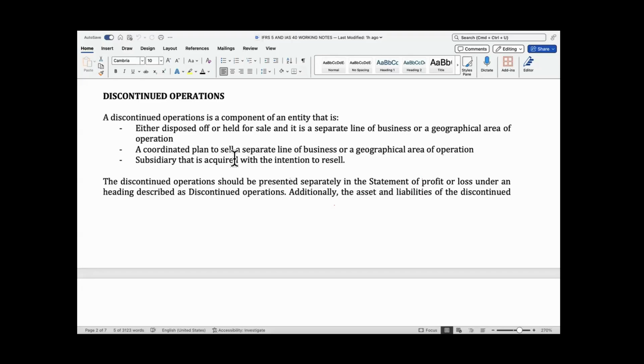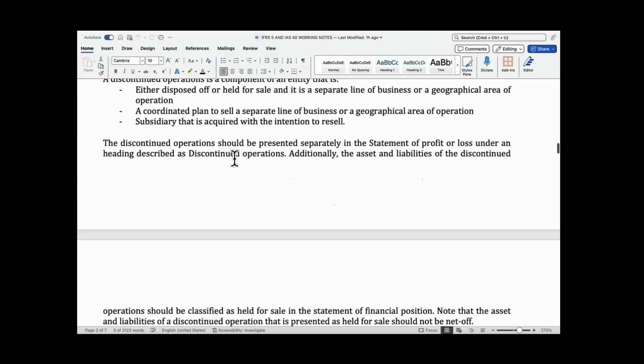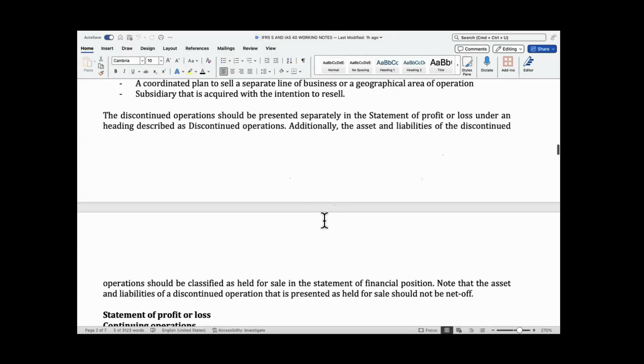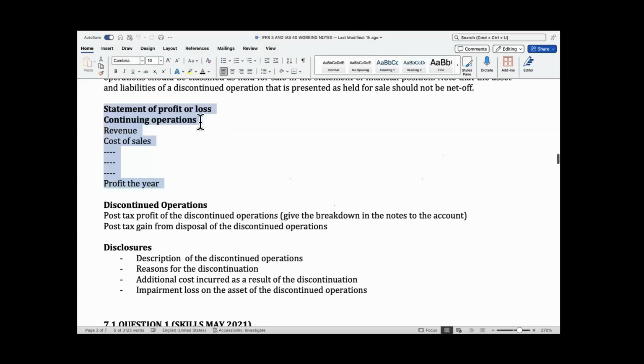And we said when you have a discontinued operation, you have to present that operation separately in the statement of profit or loss under a separate heading known as discontinued operations. And I showed you what it looks like. It means your statement of profit or loss will have continuing operations. You put all the figures for revenue, cost of sales, everything there. And it will also have discontinued operations.